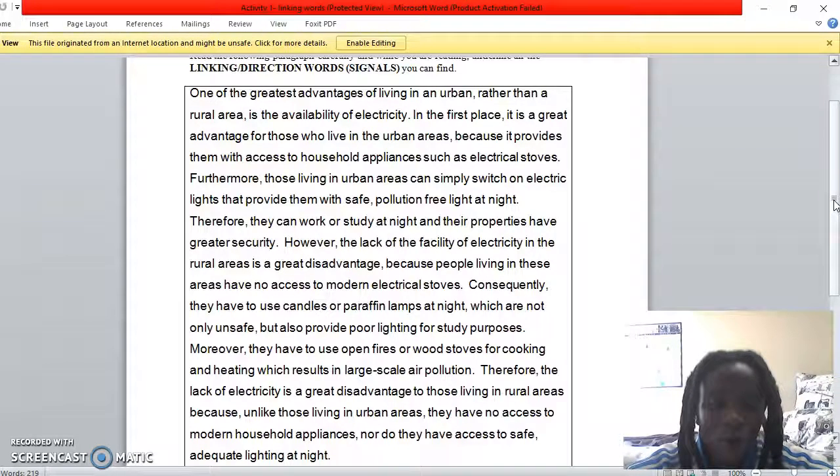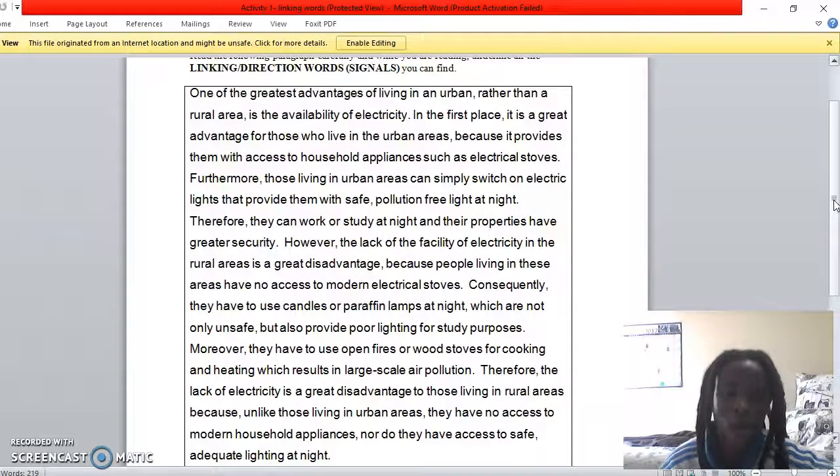Therefore, the lack of electricity is a great disadvantage to those living in rural areas because, unlike those living in urban areas, they have no access to modern household appliances, nor do they have access to safe, adequate lighting at night.